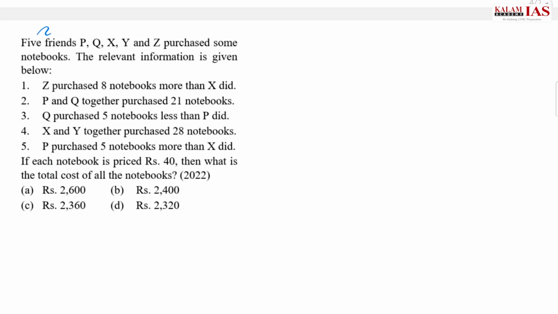I'll just brief out the question. There are 5 friends, P, Q, X, Y, Z, and they have purchased notebooks, and they have given some relevant information regarding the kind of notebooks and the relation between them. They are giving a particular order of purchase and also a particular sequence of purchase, and then we have to find the total cost of all the notebooks purchased by these 5 friends. You have 1.5 minutes. Try to attempt this question, understand what is being asked, try to formulate the things, and then we'll solve it together.